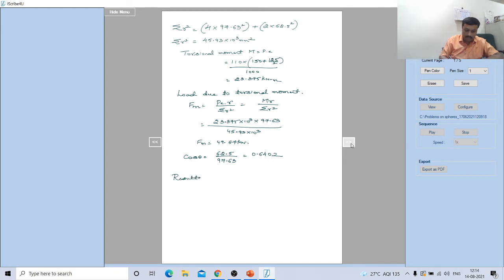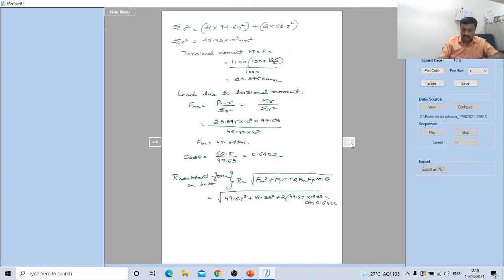So the resultant force on the bolt, formula: R is equal to square root of Fm square plus Fp square plus 2 times Fm Fp cos theta. So it is square root of 49.67 square plus 18.33 square plus 2 times 49.67 into 18.33 along with the cos. Cos is already calculated, directly you can take it as 0.6402. So R will be equal to 62.99 kilonewton, nothing but 63 kilonewton is the resultant force on the bolt.